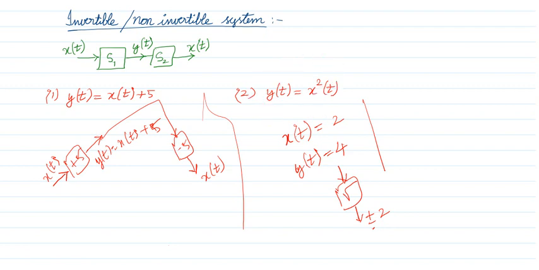People immediately think, sir, square is there, so if I take the square root, I can get back x. Yes, of course you can get x, but there are two options. Plus 2 squared is 4, and minus 2 squared is also 4. You have two chances, right? I have to get a specific input, only 2, but the possibilities are plus 2 and minus 2. So this is a non-invertible system.